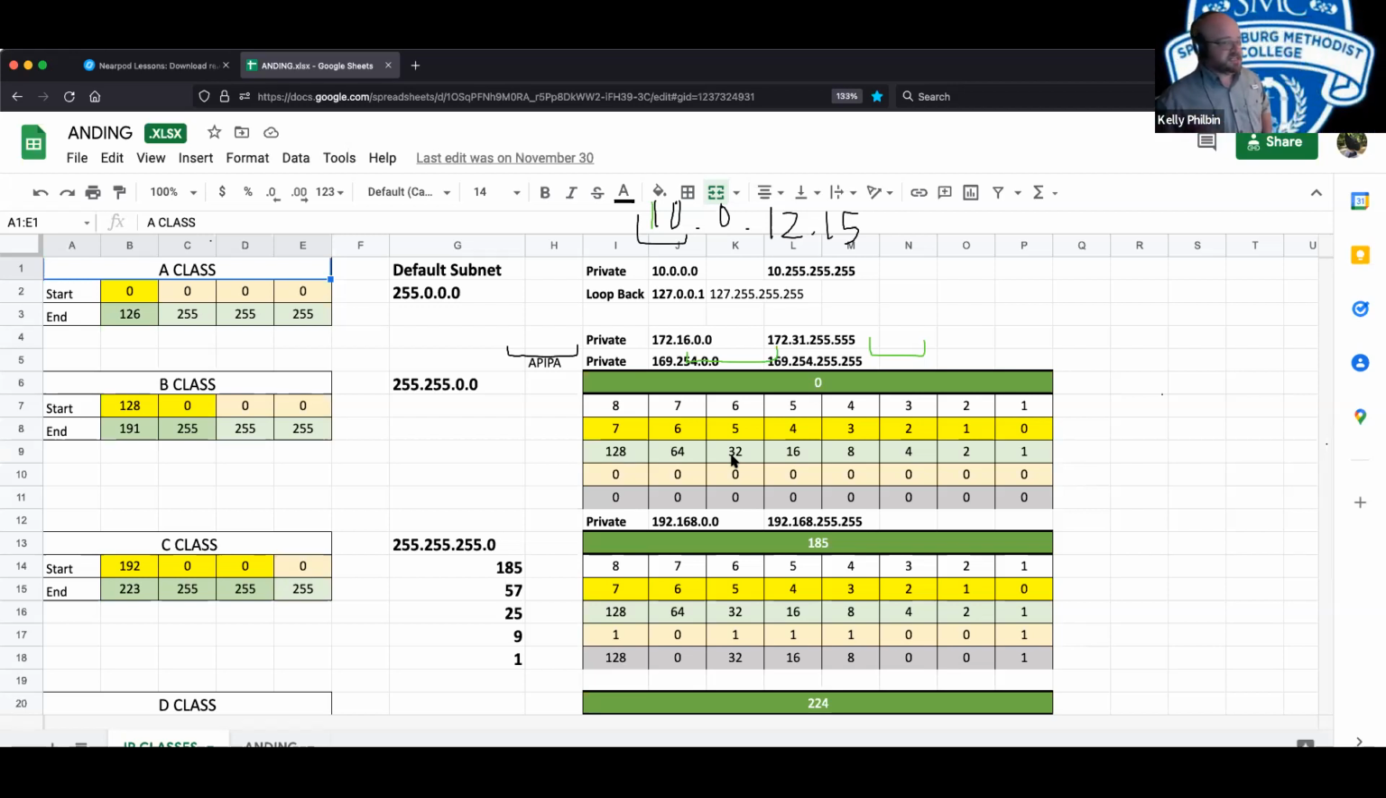127 is used, but it is used as a loopback address. It is a software way to test your NIC, much like the loopback plug tests the NIC physically. So 127 is not used. There you go. So 224.